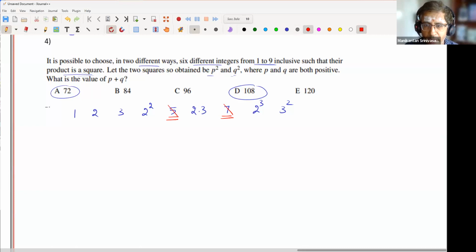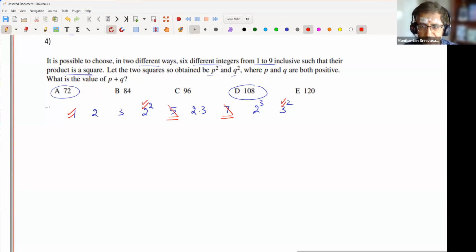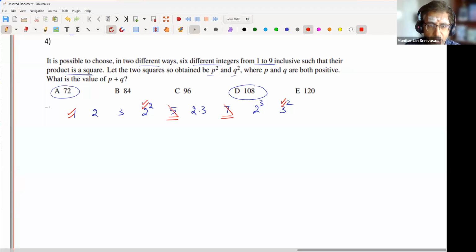So we can only accommodate the rest, and it has to be a perfect square. 1 is safe because it's a perfect square itself, it's not going to bother anyone. 4 is also safe, and 9, which is 3 square, is also safe. Now, the remaining numbers are 2, 3, 2 times 3, and 2 cube.